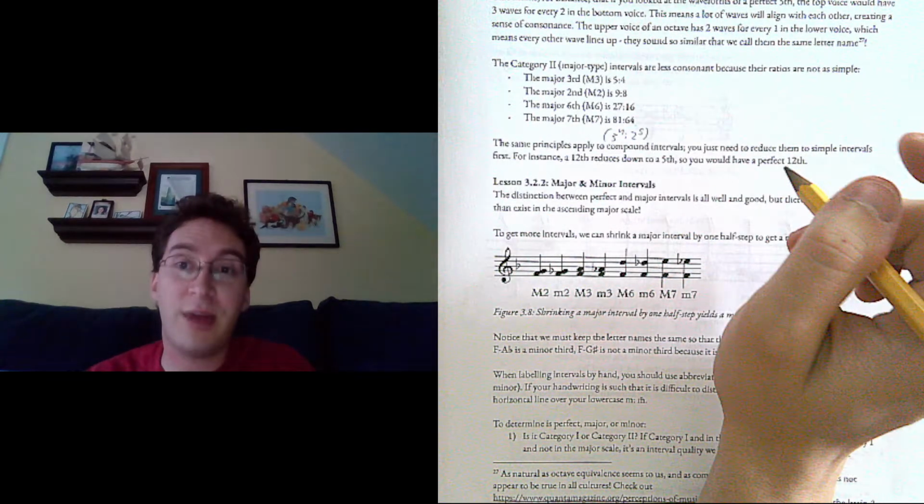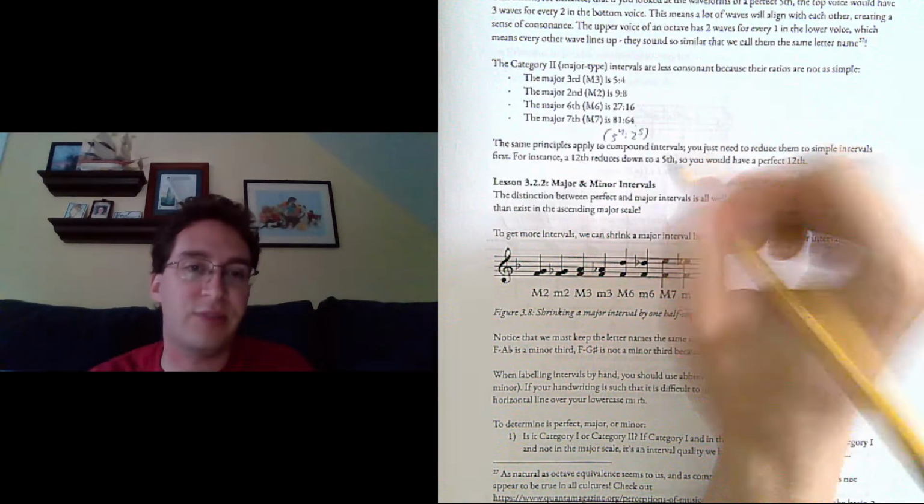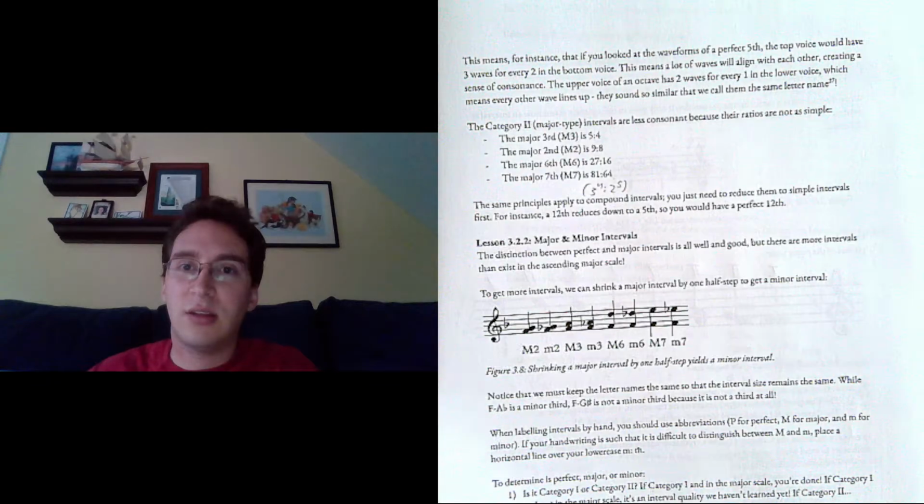Same principles apply to compound intervals. So a 12th reduces to a 5th, so that would still be a category 1 perfect type interval. You could have a perfect 12th.